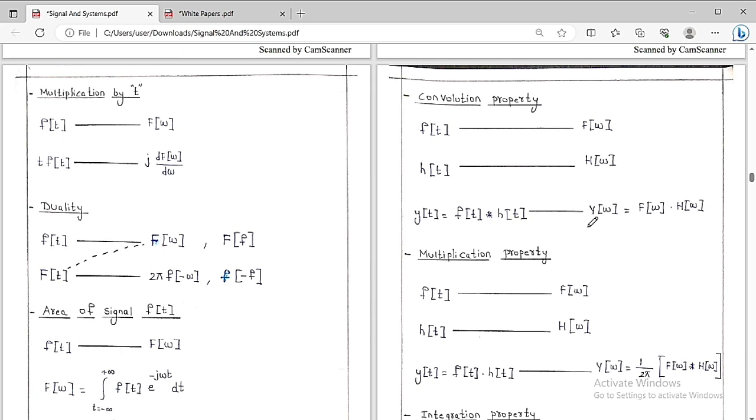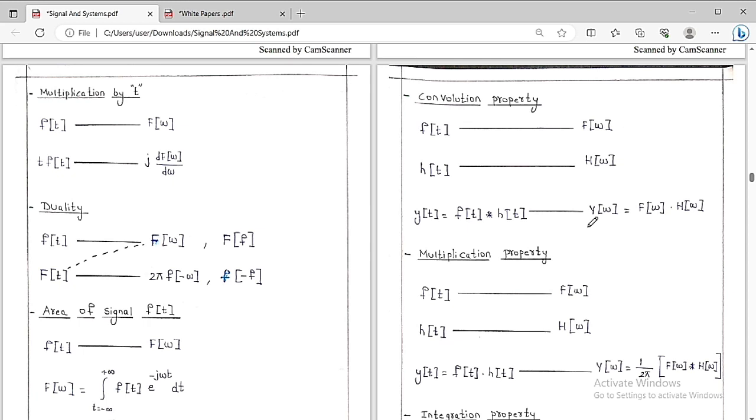So therefore we can say the multiplication in the time domain will become the convolution in the Fourier transform domain. This is something you always have to keep in your mind. So the convolution in the time domain will become multiplication in the frequency domain.